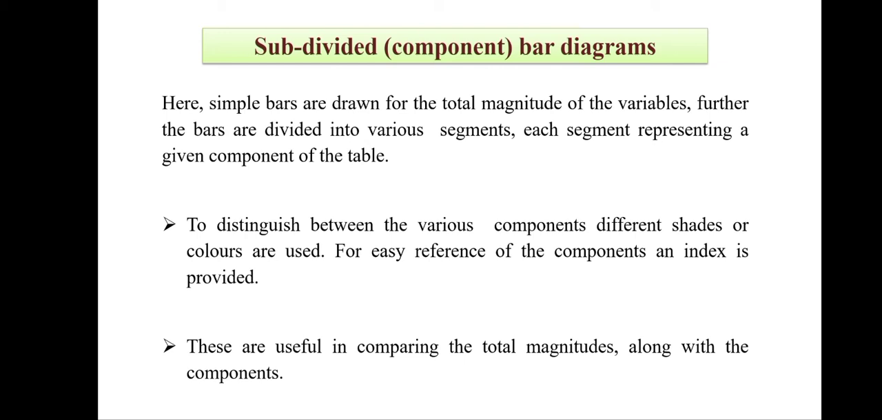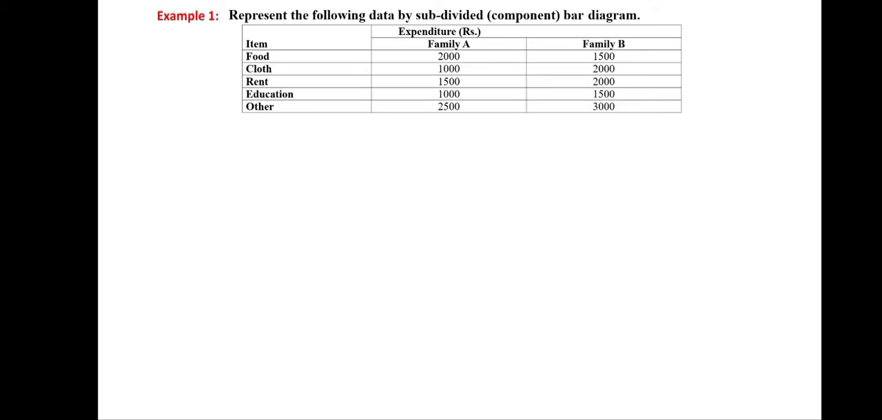Next we'll see what are subdivided or component bar diagrams. Here simple bars are drawn for the total magnitude of the variables. Further, those bars are divided into various segments, and each segment represents a given component of the table. Okay, and to distinguish between the various components, we will shade the area, or we will color them. So let us understand this using an example. Represent the following data by subdivided or component bar diagram.